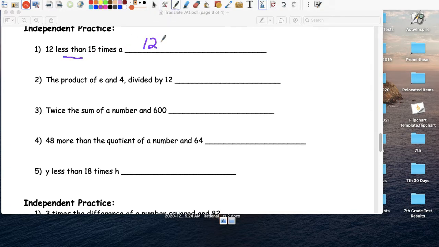12 less than is subtraction, 15 times a. Is this a turnaround? Yes, it is, so we're going to switch this. It becomes 15a minus 12. The product: what does product mean? Look at your list. Product means multiplication. We're multiplying e and 4, 4 times e. I don't like to write the multiplication sign, so I'm just going to write 4e.